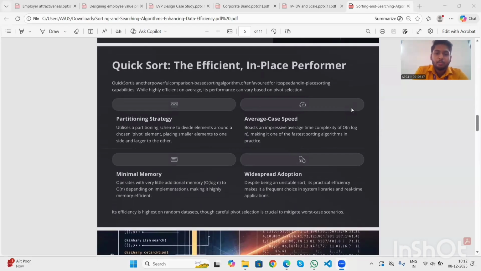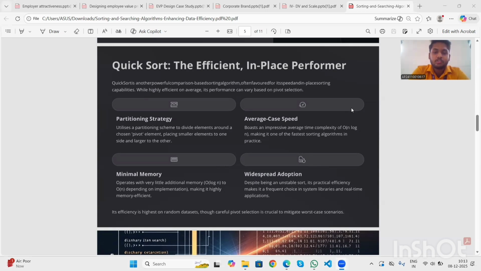Quicksort is another very popular and fast sorting algorithm. It is also known for being efficient, which means it does not need much extra memory. Quicksort works by choosing something called a pivot. Then it rearranges the list so that items smaller than the pivot go to one side and items larger than the pivot go to the other side. This simple idea makes quicksort extremely fast on most types of data.